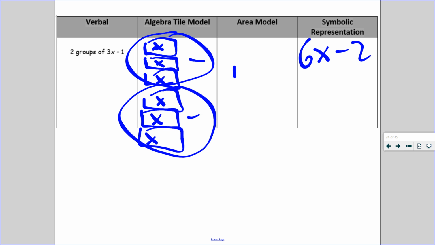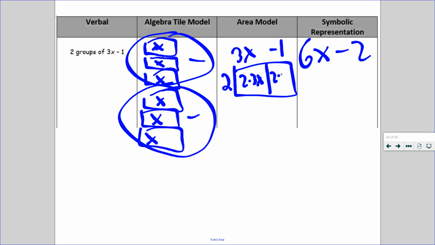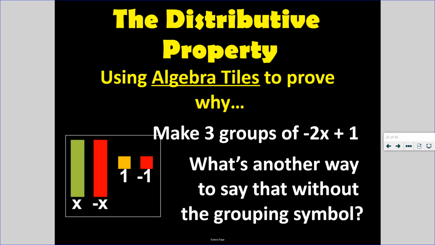Let's draw the area model. 2 groups. 2 goes here. 3x minus 1. This will be 3x. This will be negative 1. So it's 2 times 3x plus 2 times negative 1. Is that the same thing as saying 6x? 2 times 3 is 6x. 2 times negative 1 is minus 2 or negative 2. Yes, it is.